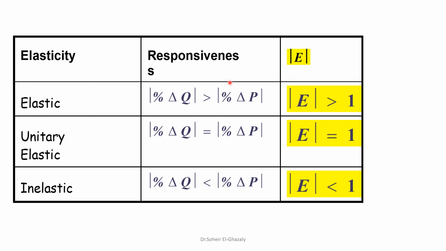We took this last time. It's elasticity, response sensitivity, and E. If the result of your problem is greater than 1, it means it's elastic. Okay? If it is equal to 1, it's unitary elastic. If it is less than 1, it's inelastic. Okay? Why do we have to learn this?